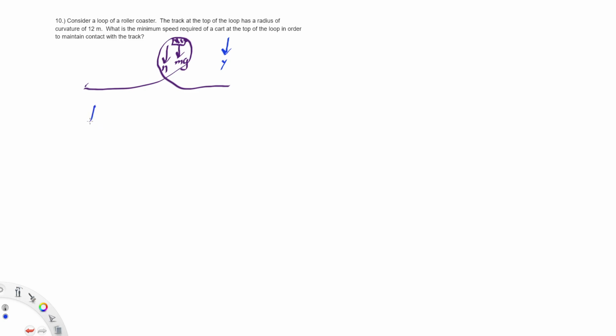All right, so Newton's second law. Sum of forces in the y direction equals minus, or not minus because down is positive. So N plus mg, and the sum of these forces, if we have a circular bit of track that we're on, has to be mv squared over r.